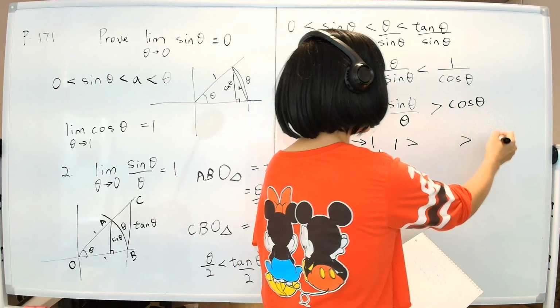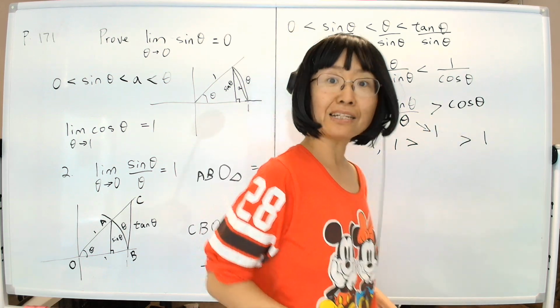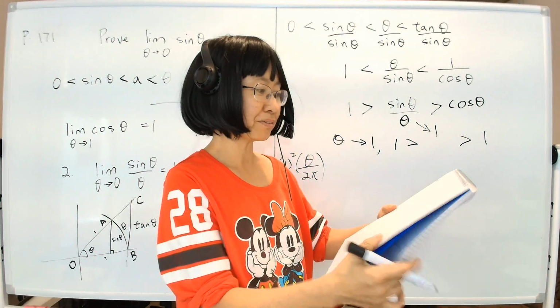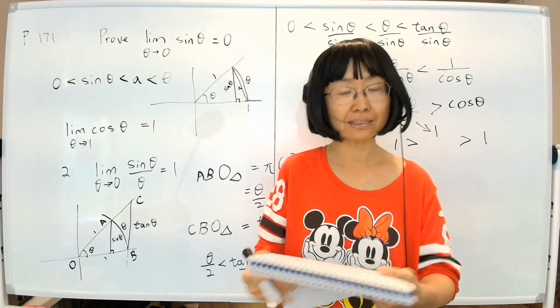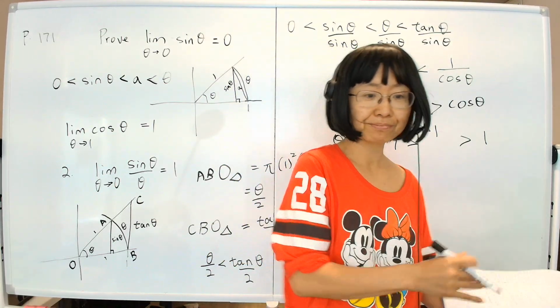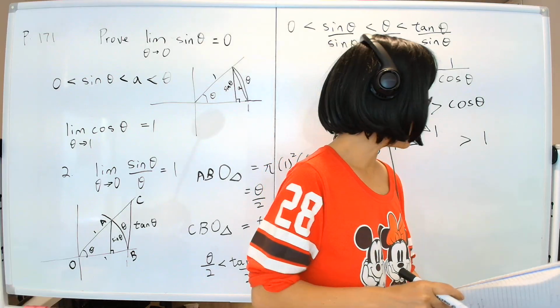And cosine theta is also going to 1, which means that sine theta is being squeezed into 1. And that concludes the proof. By the squeeze theorem, therefore, this situation holds. And I believe that's the end of what I want to say there.